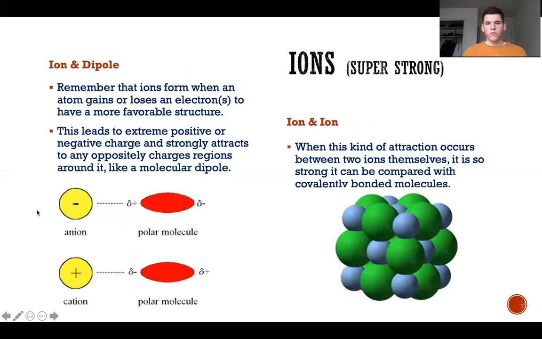Next, we have ions. So ions are super strong attraction forces. This takes us way back to when we learned about covalent bonds and ionic bonds at the very beginning of class. And if you remember, ions form when certain atoms gain or lose an electron to have a more favorable structure. So I'll just use fluorine again as an example. It's got 7 valence electrons, and it really wants to have 8 because that's more stable for it. So if it can find an electron somewhere to steal from someone, it's going to do it.